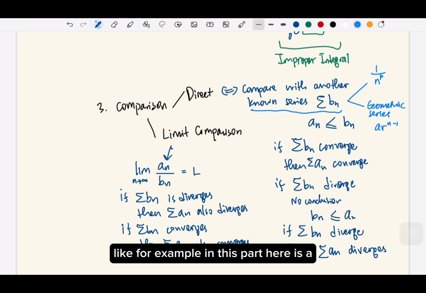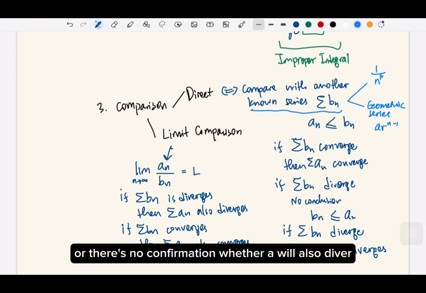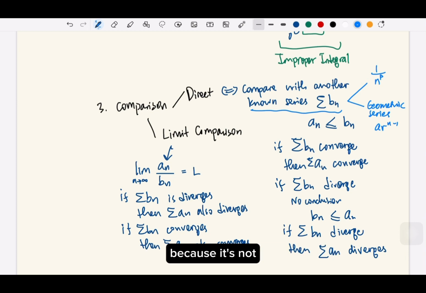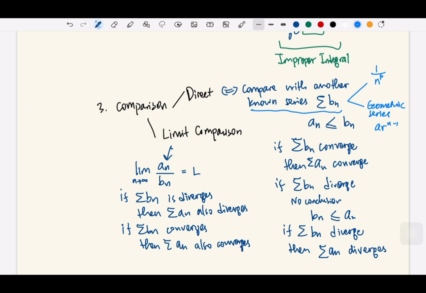Like for example, in this part here, if A is less than or equal to B, and B is converged, A is converged. But if B diverges, then there is no conclusion, there is no guarantee whether A will also diverge, because it's not. If you think clearly, if this A is already less than B, and B is converged, A is impossible to be diverged, right? It must be also converged.